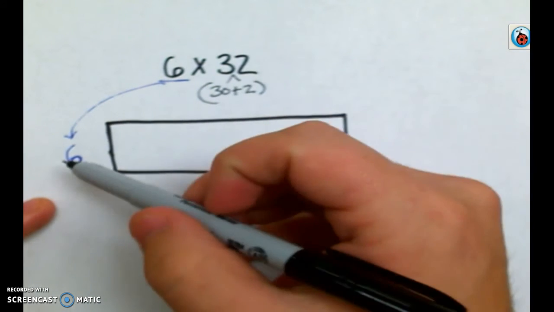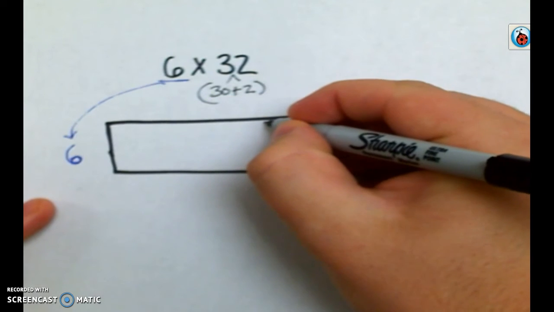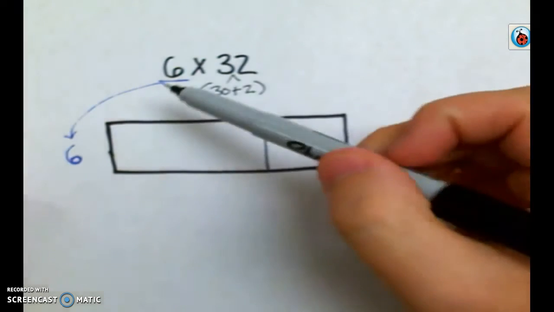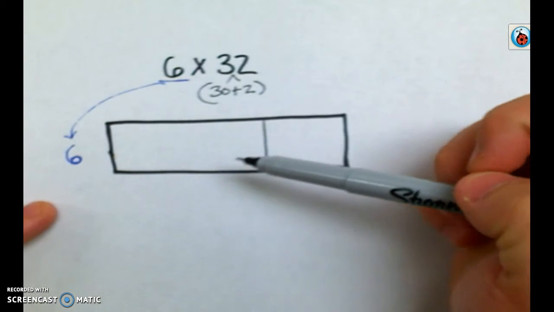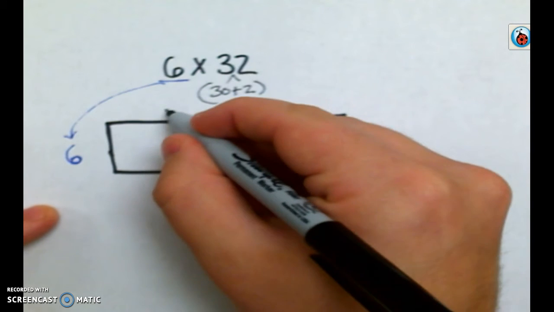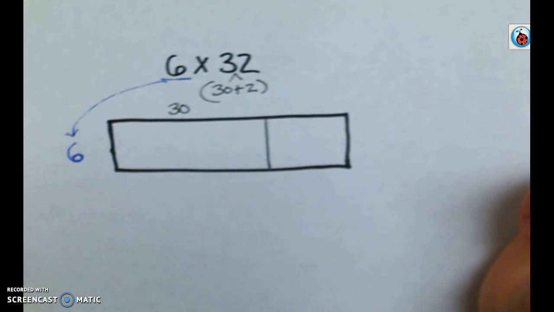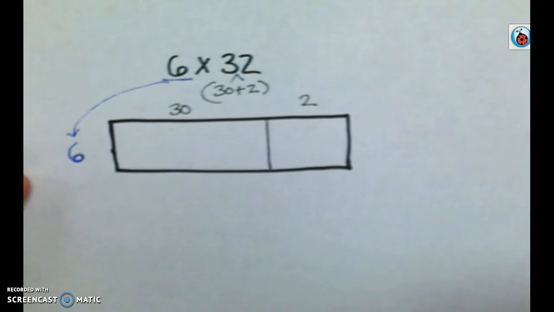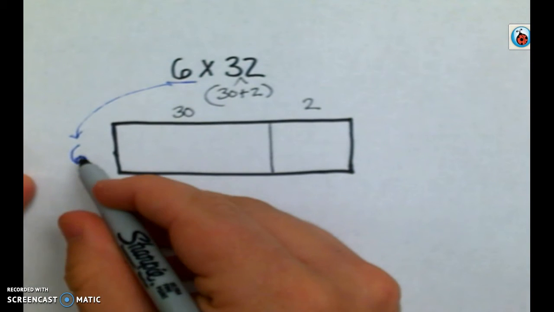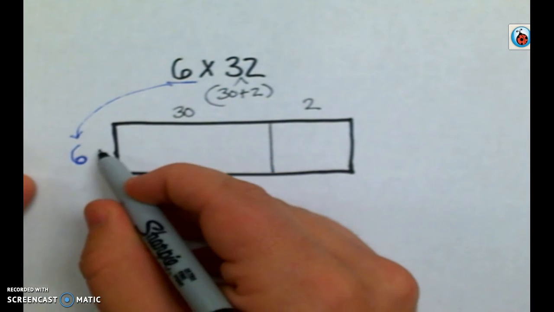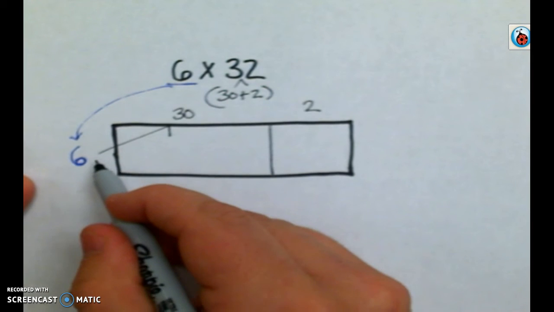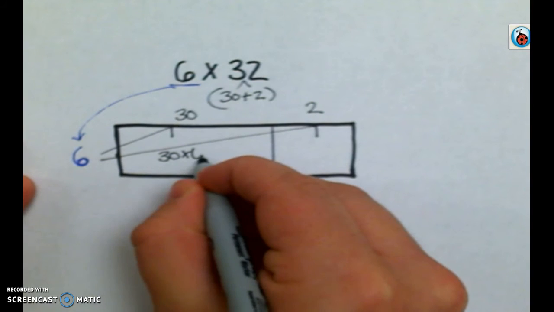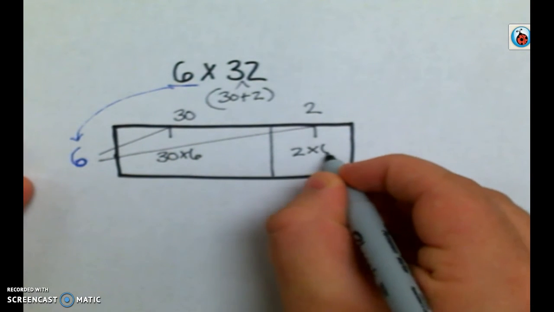The next step after putting the 6 there is breaking up my rectangle, just like I just broke up 32 into 30 plus 2. So the 30 goes in the larger box, which makes sense because it's the larger number, or the tens, and then the 2 goes in this box. Now, with the area model, what you're doing is taking this 6 and figuring out 6 times 30, and then also figuring out 6 times 2. So the equations you write are 30 times 6 and 2 times 6.